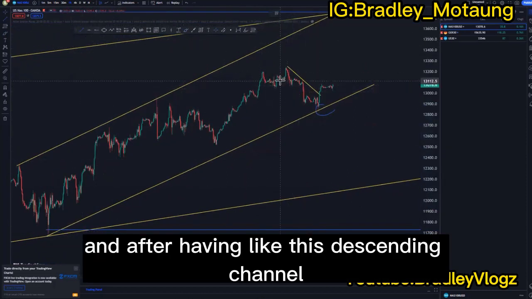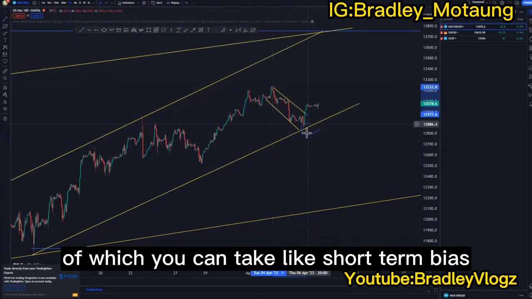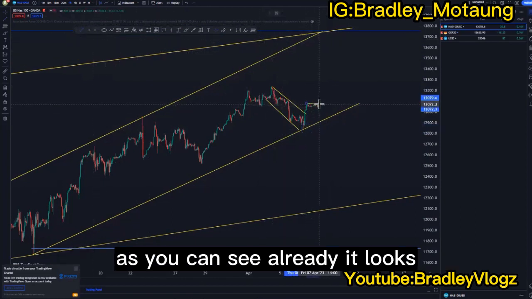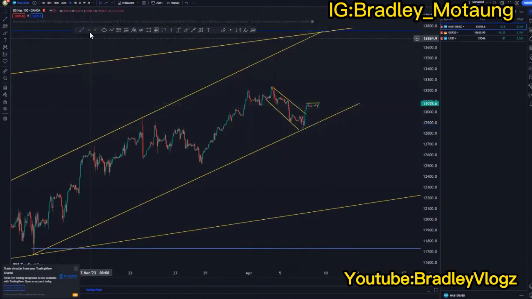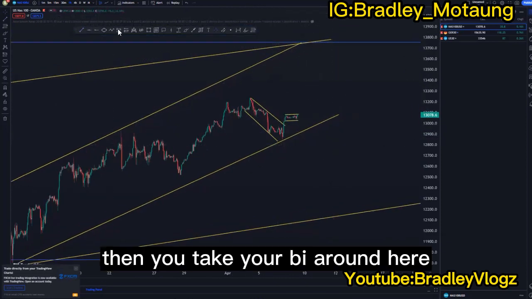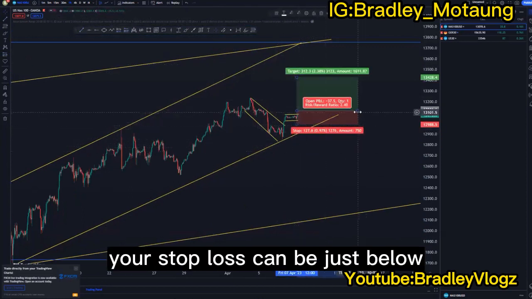And after having this descending channel, what we also have is the first leg, where we can take short-term buys around this area here. As you can see already, it looks nice for us to take it just like this. Then you take your buy around here at the top of the structure, a few pips above. Your stop loss can be just below.